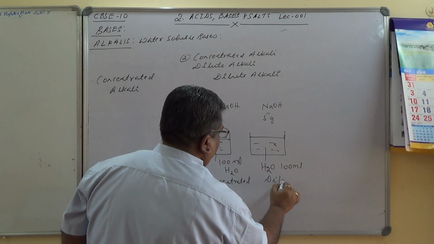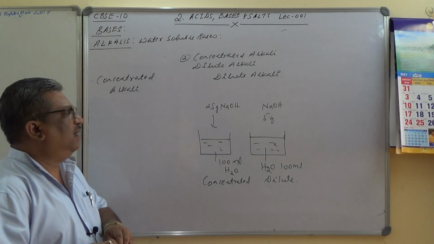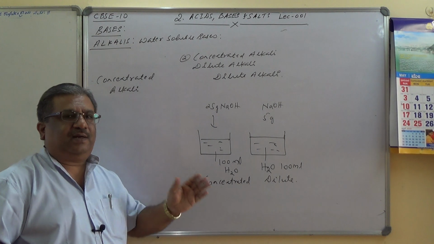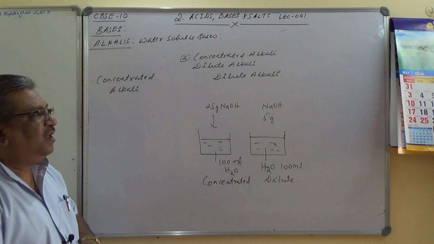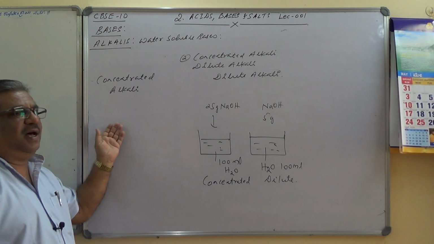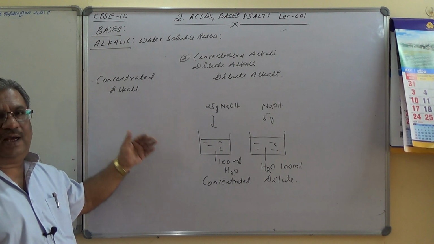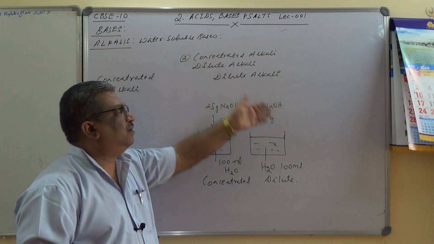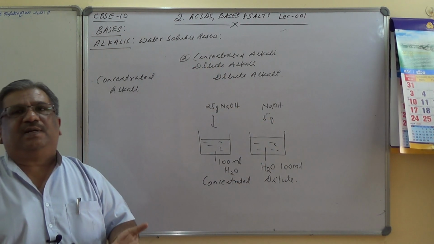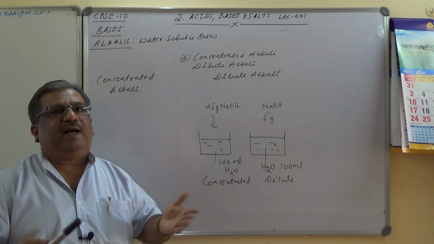So once again, concentrated and dilute depends upon the relative percentage of alkali present in aqueous solutions. How do you define concentrated alkali? It is an alkali that contains a relatively higher percentage of alkali in aqueous solution. How do you define dilute alkali? It is an alkali which contains a relatively lower percentage of alkali in aqueous solution.